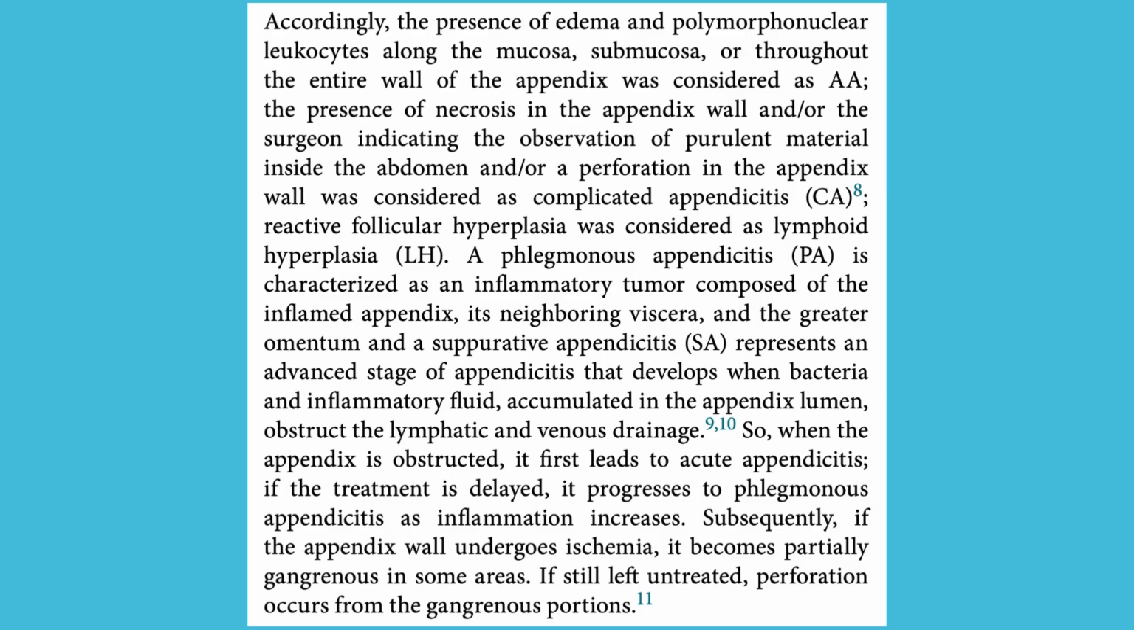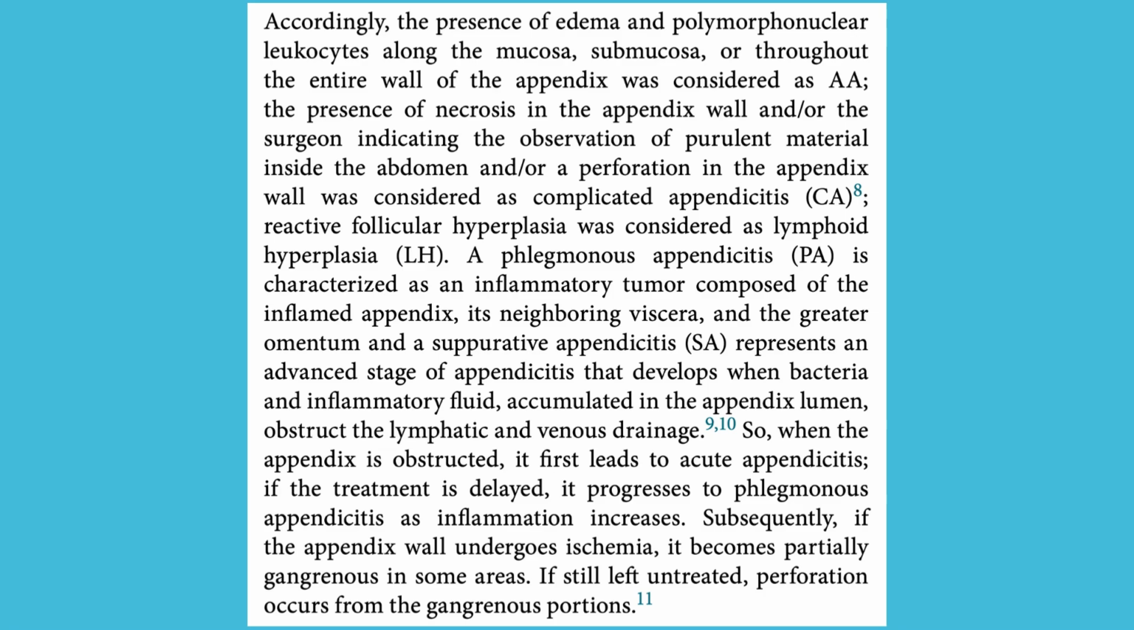Reactive follicular hyperplasia was considered as lymphoid hyperplasia, LH. A phlegmonous appendicitis, PA, is characterized as an inflammatory tumor composed of the inflamed appendix, its neighboring viscera, and the greater omentum, and a suppurative appendicitis, SA, represents an advanced stage of appendicitis that develops when bacteria and inflammatory fluid, accumulated in the appendix lumen, obstruct the lymphatic and venous drainage.